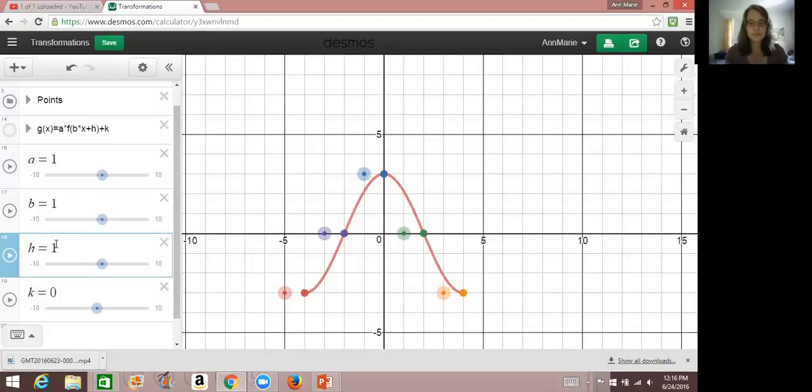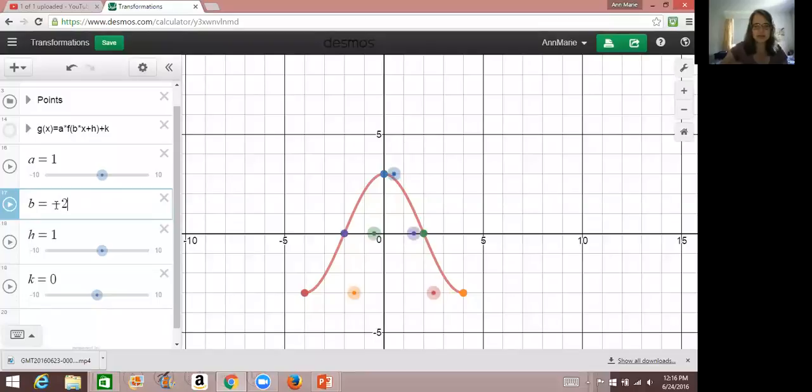All right? The next thing that we do, and I'm just doing points right now. We'll turn on the curve in a minute. But I'm just using Desmos to move my points around. You can do the same thing by hand, okay? The next thing we're going to do is, remember we have a times -2x. So what we have inside my parentheses is 1 minus 2x. If we look up here, what that means is h is 1, b is -2. So let's make b be -2. What's that going to do? It's going to crunch things, right? And turn them upside down.